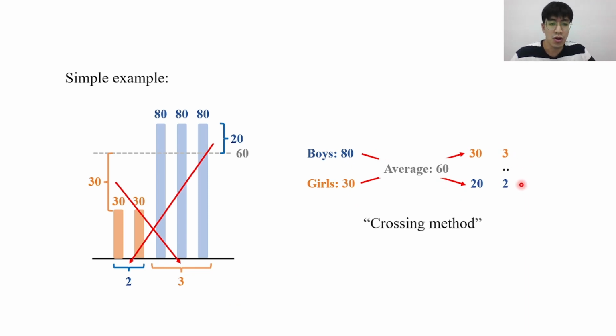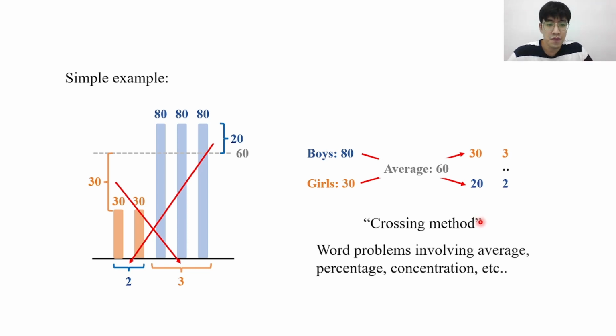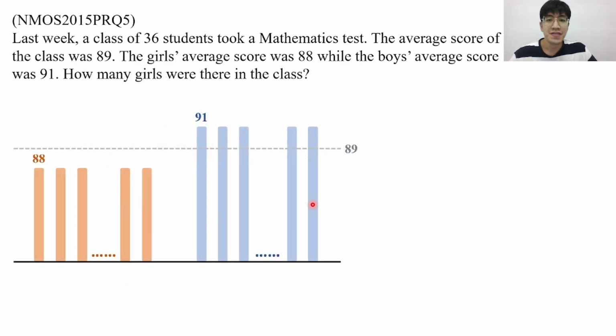Now, this is what I will call the crossing method. This crossing method comes in very handy if you have word problems involving average, for example, average age, or percentage, or even concentration. For example, if you have 2 solutions with 80% concentration and 30% concentration, and when you mix them up, you get a 60% concentration. With this crossing method, you can also easily get the ratio of the 2 solutions. Now, with this crossing method in mind, let us solve this problem.